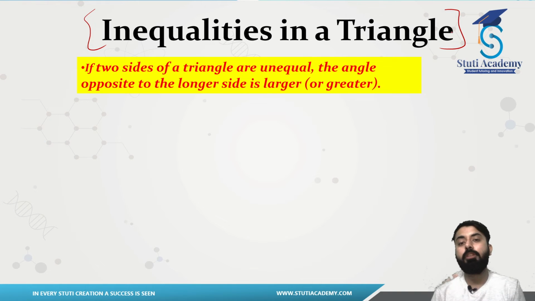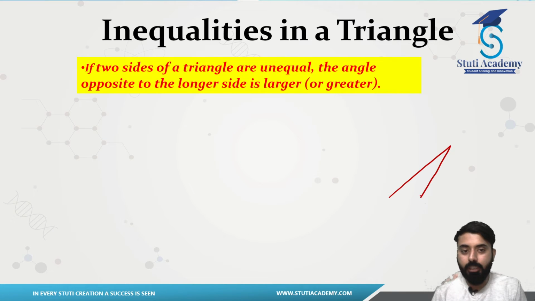So inequalities, we have the very first condition: if two sides of a triangle are unequal, then the angle opposite to the longer side is larger. See, what happens here is, if you have been given a triangle, let's just use this one.